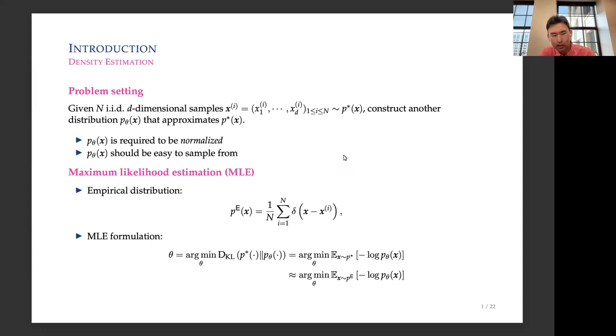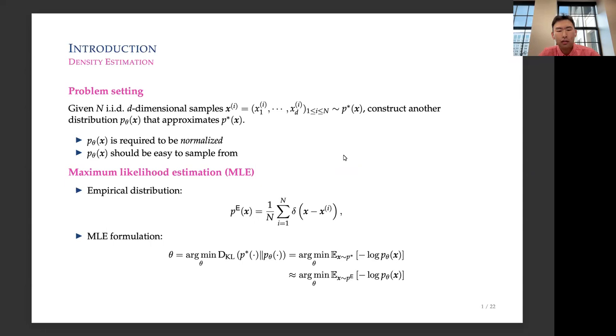estimation. It's quite classical. If we write the samples in the form of an empirical distribution, like this P E, then the MLE formulation can be written as follows. We obtain the optimal theta by minimizing the KL divergence between the true density function P star and our approximation P theta, which is equivalent to maximizing the log likelihood of the empirical distribution. So I think that's so far so good.